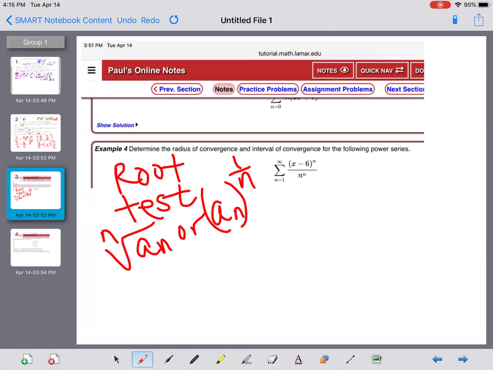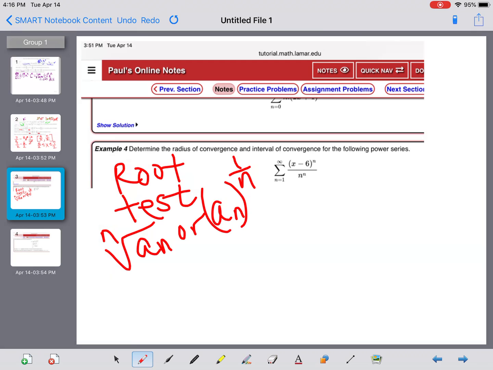Finishing up our discussion on power series, let's look at one more example. Determine the radius of convergence and interval of convergence for the following power series. Now you could use the ratio test here, but since the numerator and denominator are both being raised to an nth power, then it might be easier to use something called the root test.